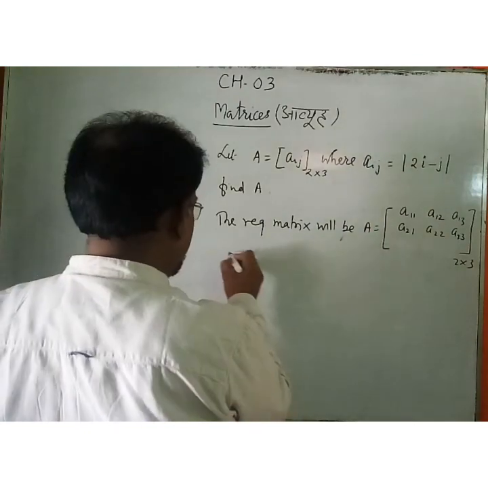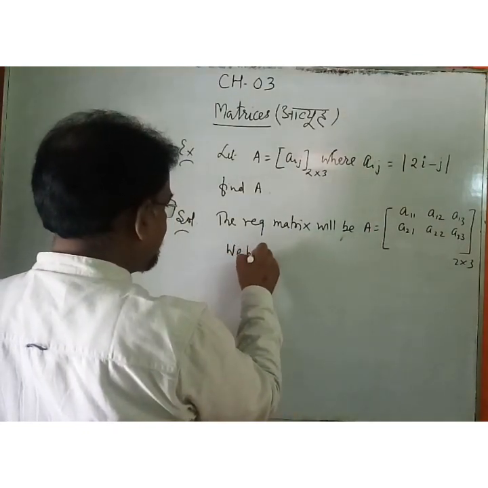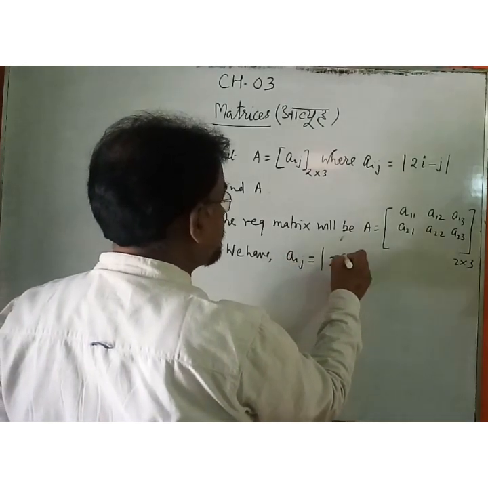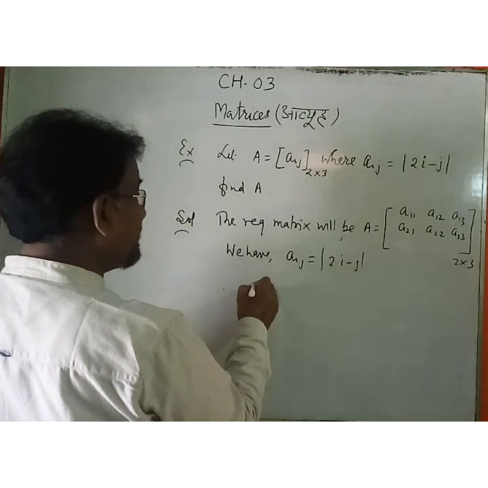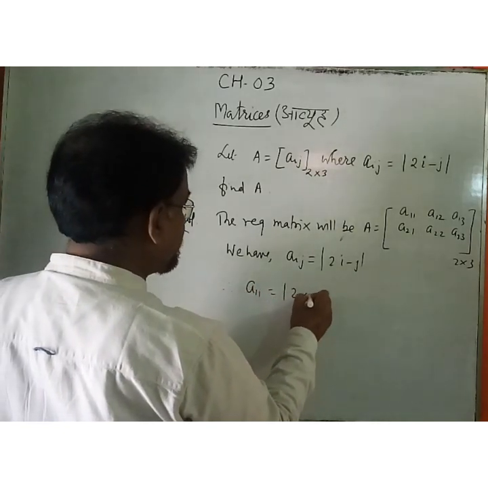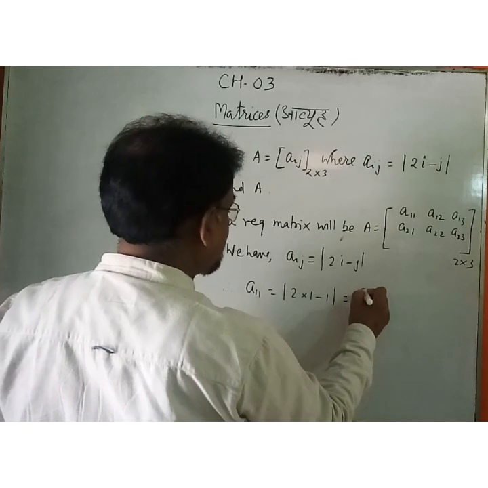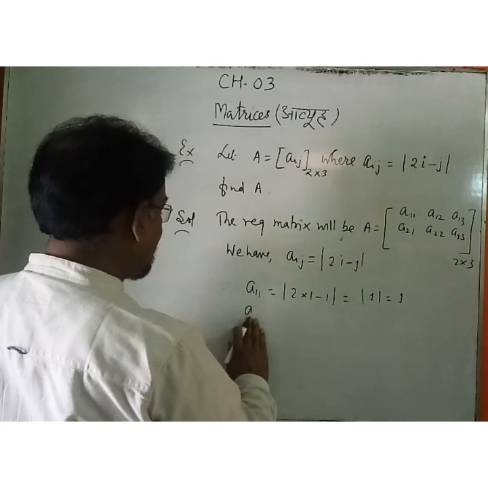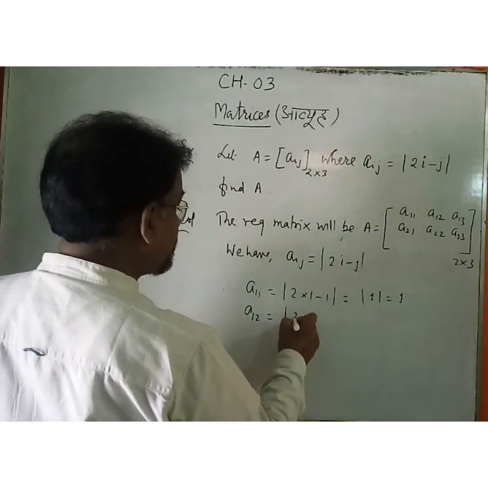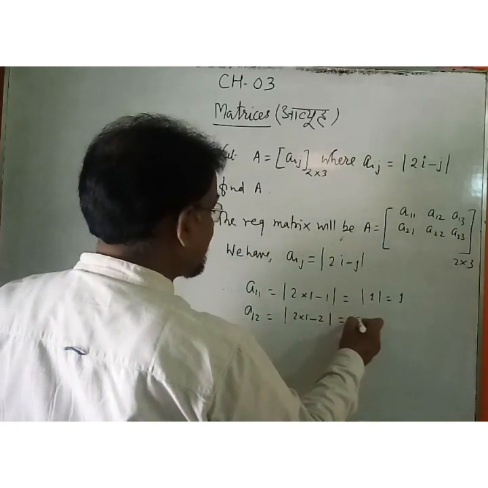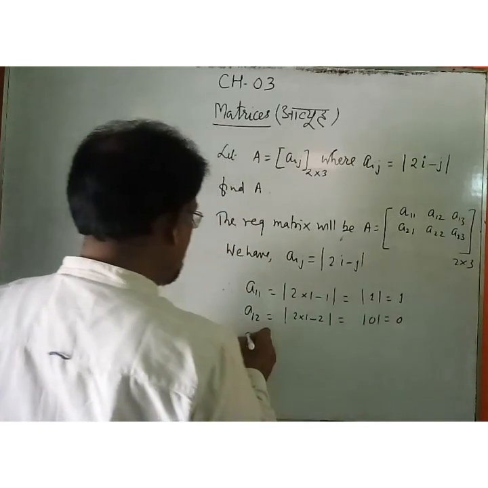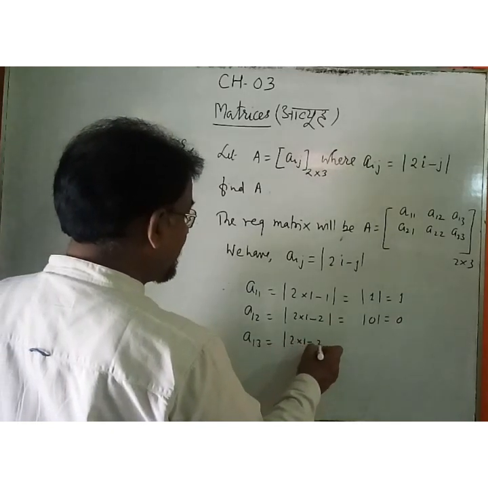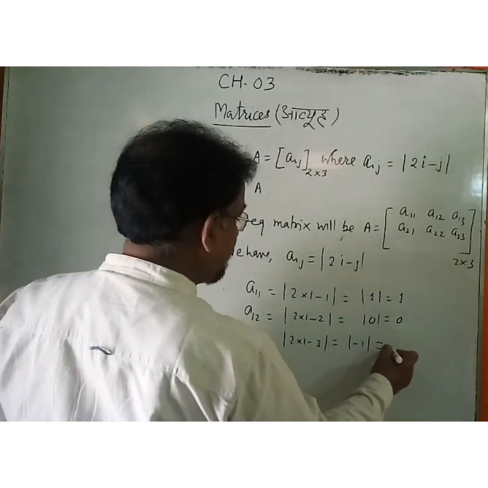So we need to find A11. We have Aij equal to modulus of 2i minus j. Therefore, A11 will be mod 2 into 1 minus 1, that is modulus of 1, which is 1. A12 will be mod 2 into 1 minus 2, that is modulus of 0, that is 0. A13 is equal to mod 2 into 1 minus 3, that is mod of minus 1, which is equal to 1.